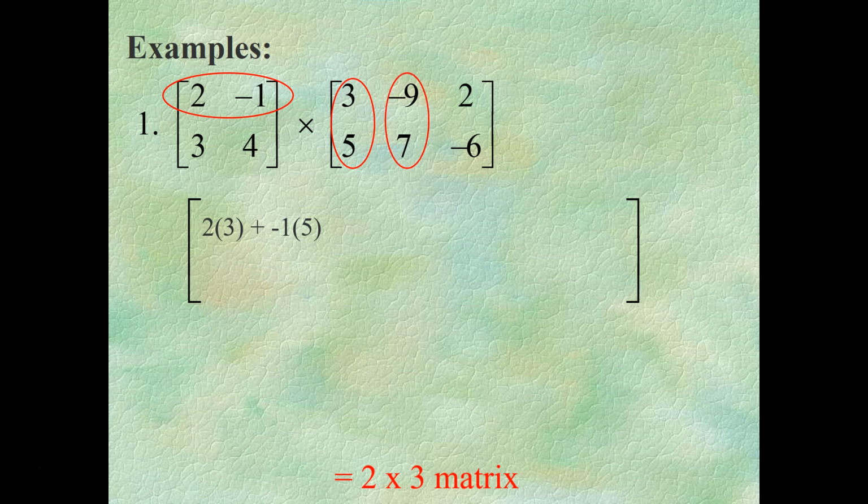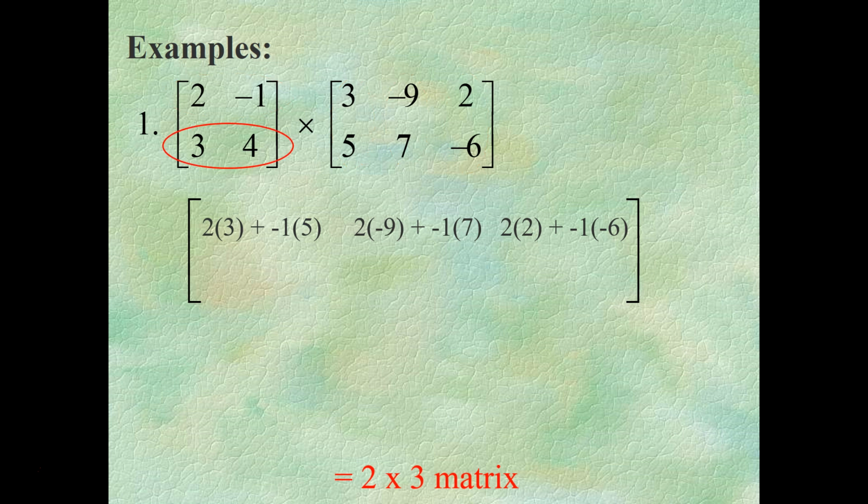To get the next element, we're going to use, again, that same row, the 2 and the negative 1. This time we're going to use the second column, the negative 9 and 7. So we'll take 2 times negative 9 plus negative 1 times 7. And then, you guessed it, we're going to do that first row by the last column. So we would take 2 times 2 plus negative 1 times negative 6. Now we're done with that first row.